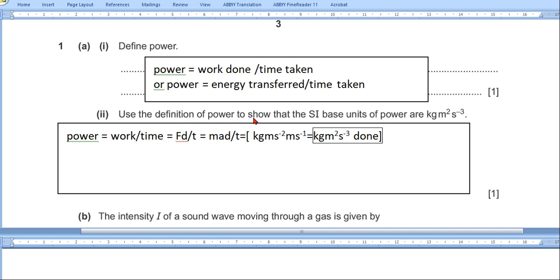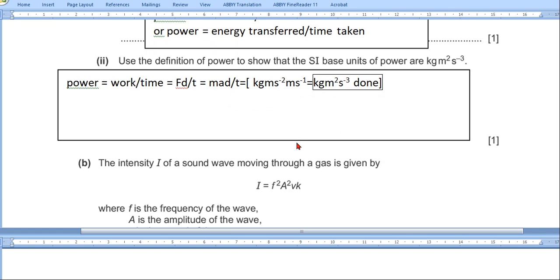Use the definition of power to show that the SI base units of power are so much. So we write the formula power equals work over time, then we split work into force times distance, then force we split into mass times acceleration, and now we know all base units. Mass is in kilogram, acceleration meter per second squared, distance meter, time second. So we substitute these quantities by their base units and we get the result. So this question is done.